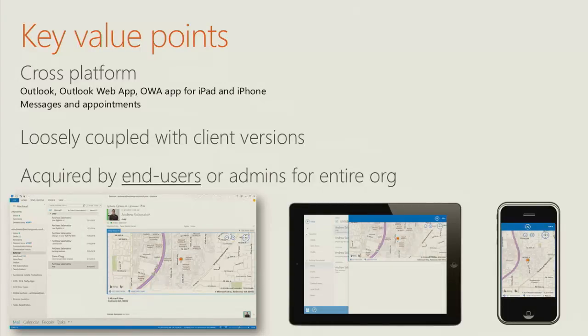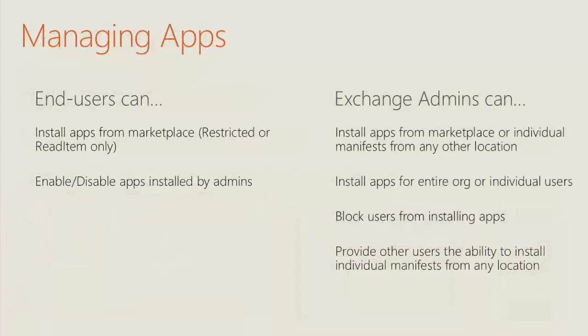So admins can go ahead and install an app from the store for all of their users. Or an admin can install an internally developed app only for their own org, and then the app doesn't have to be in the store at all. So we enabled end users and admins to have multiple permissions and power around installing apps. And diving into that a little bit, as I mentioned, end users can install apps from the marketplace, and they can also enable or disable apps that were installed by admins for them.